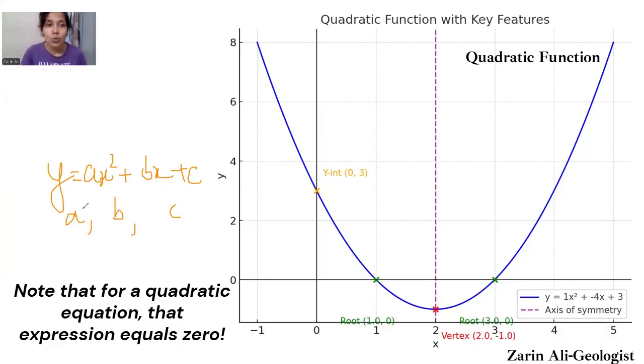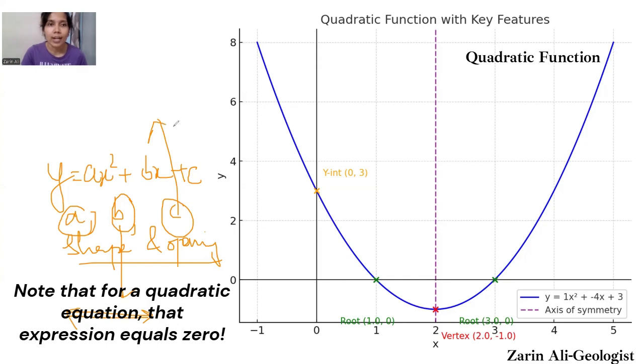A is going to control the shape and opening direction in a way. I'm going to illustrate more on the parameter A. What B will do is control the horizontal shifting. And what C will do is control the vertical shift.